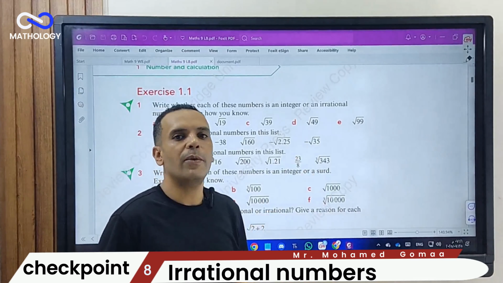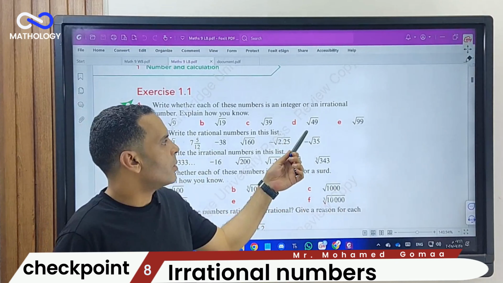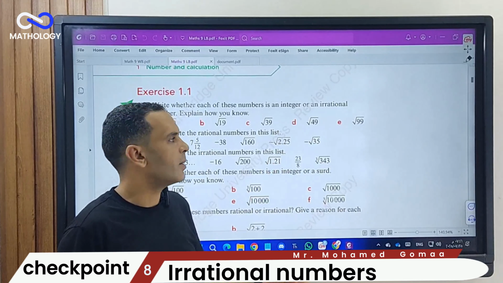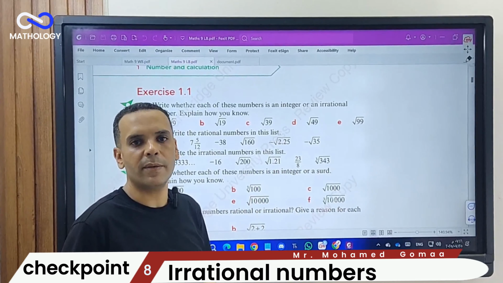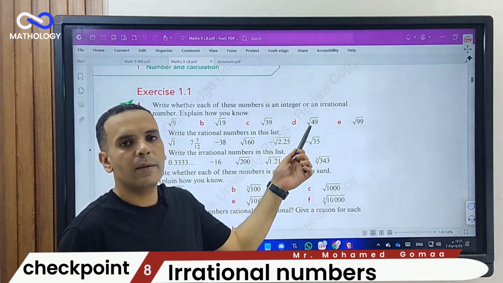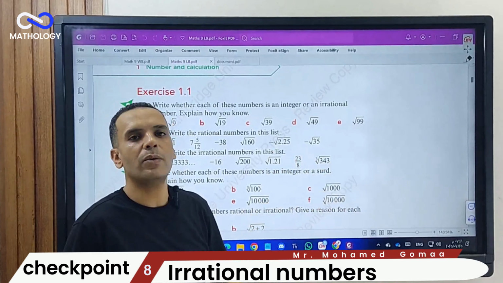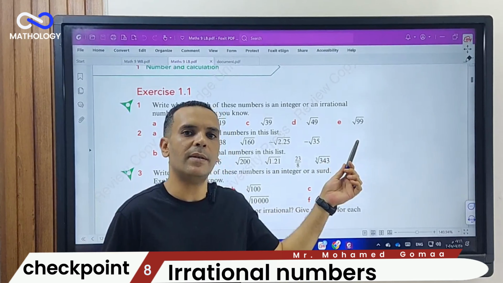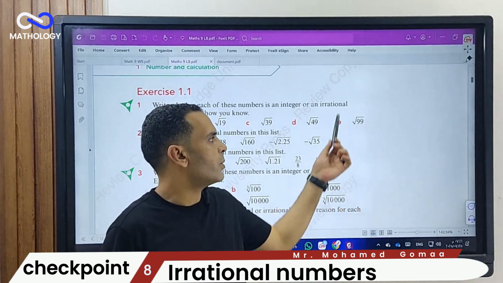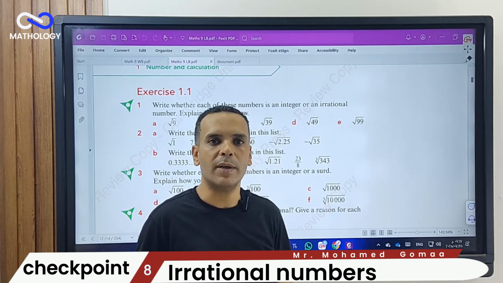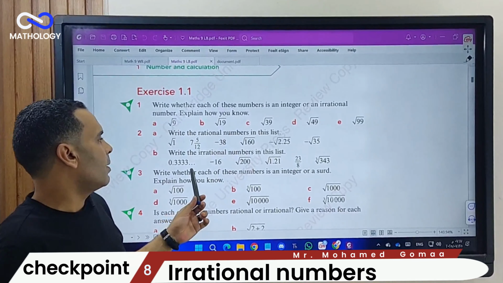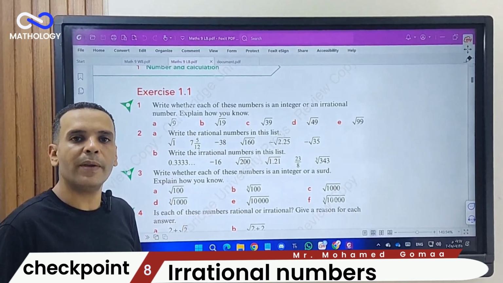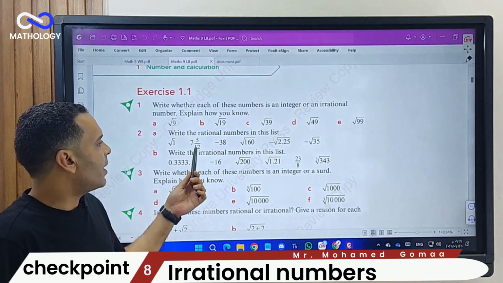The square root of 49. If you get the square root of a square number, the number will be rational. Square root of 49 equals 7. So the square root of 49 is a rational number. Square root of 99. Is there a number multiplied by itself equals 99? Of course, no. So the square root of 99 is called an irrational number. The same idea, square root of 1 equals 1. It will be rational.